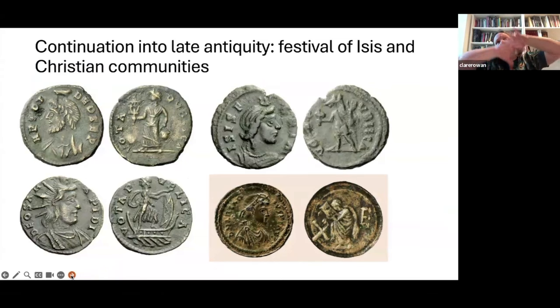So the dating of tokens, they begin really in earnest under the Augustan period. And continue all the way into late antiquity. And I'll say for the majority of tokens, we can't date them. They're largely found in fill contexts, which is not useful.